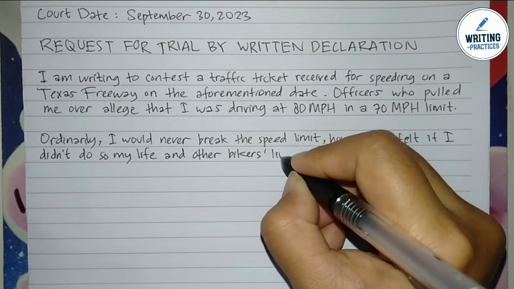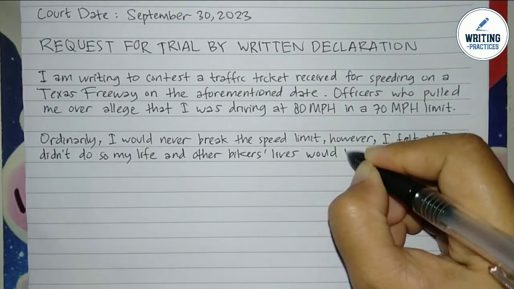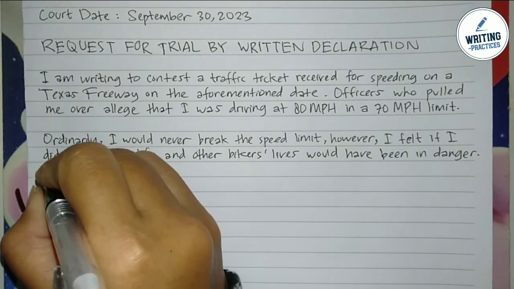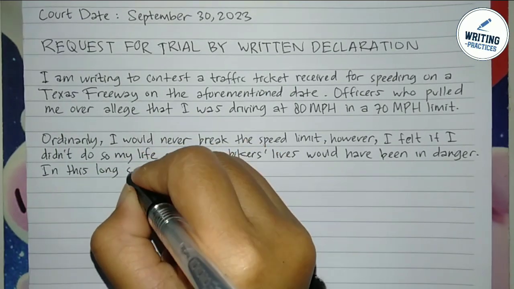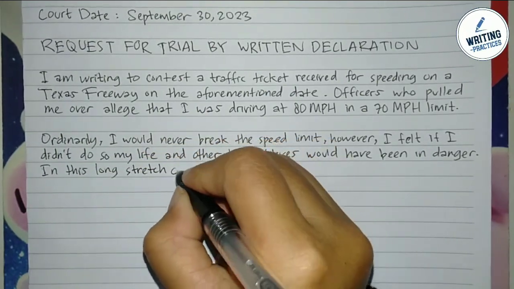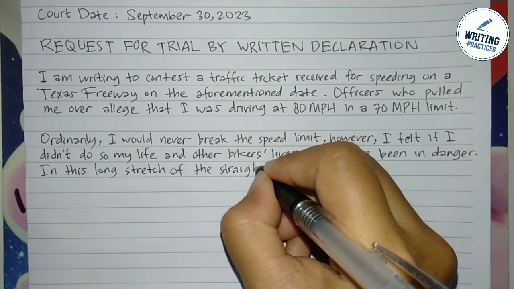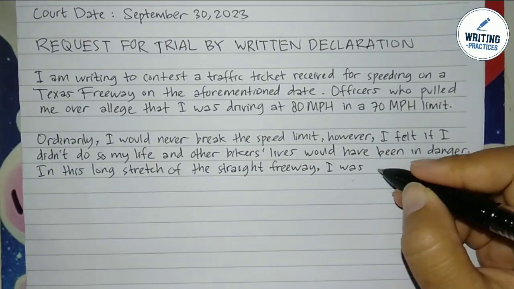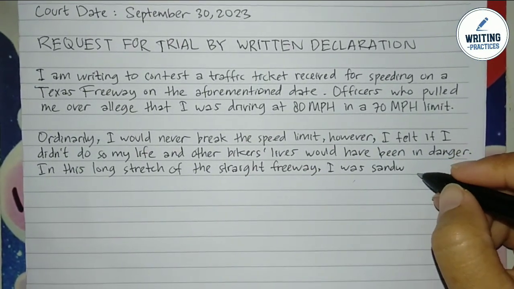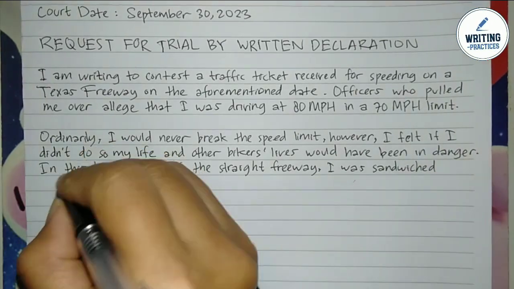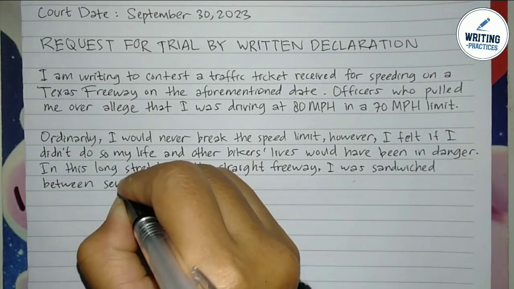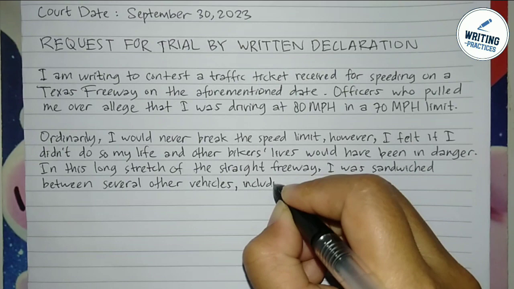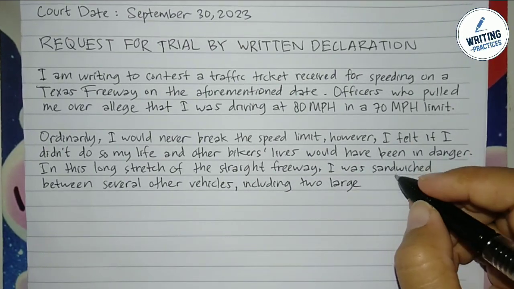In this example, the writer did it to save his or her life, and the bikers' lives. So, the writer told the recipient that he or she felt if he or she didn't do it, his or her life, along with the bikers' lives, would have been in danger. And now, tell more about the big picture of the chronology or the main reason why you finally broke the speed limit. So here, the writer explains more. The writer was sandwiched between several other vehicles. The vehicles are two large trucks behind the writer and several cars ahead. In short, you can say that you did it because of the urgency of the situation. You really need to tell the big picture of what really happened clearly.